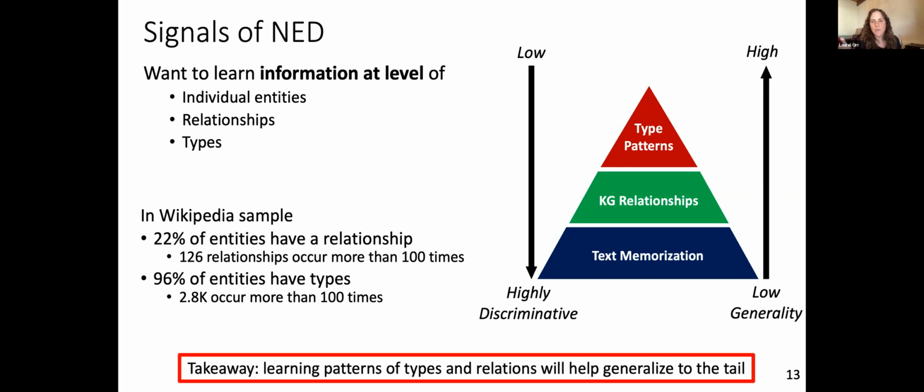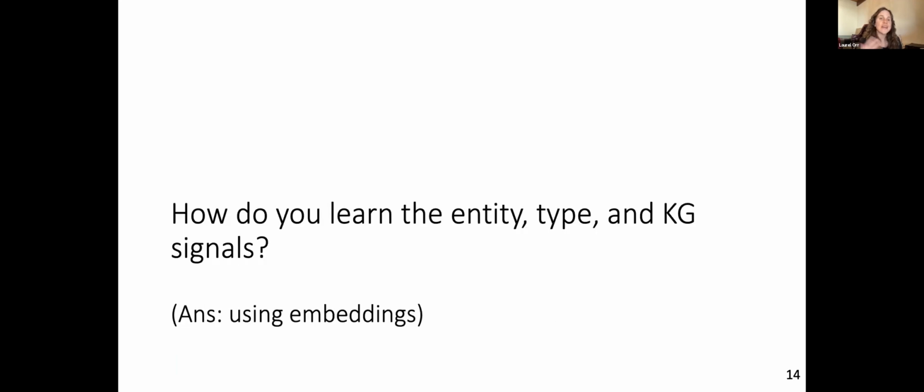Now, the key takeaway of this last little section here is that the way that we're going to understand and disambiguate the tail is by teaching a model how to reason over type patterns and knowledge graph relationships. So now the next question is, how do you actually teach a model to do this? And our answer is actually all going to be through embeddings and a couple nice little tricks that we do to make this happen.